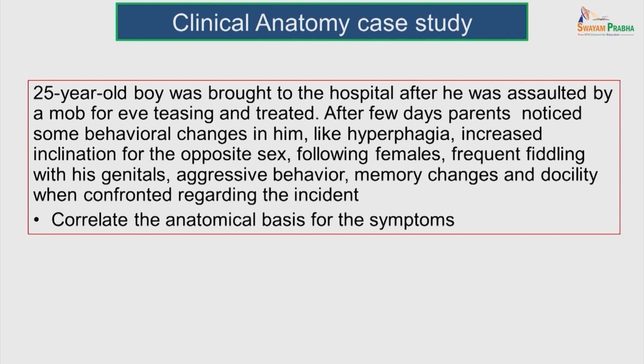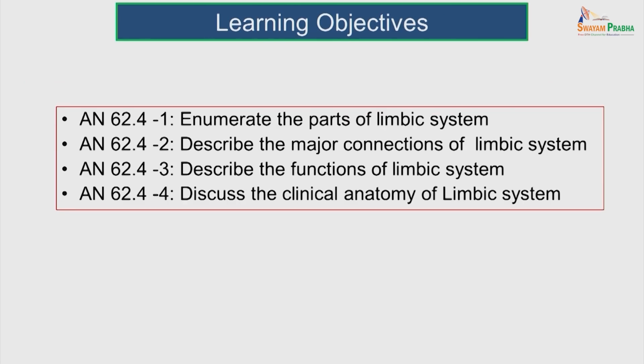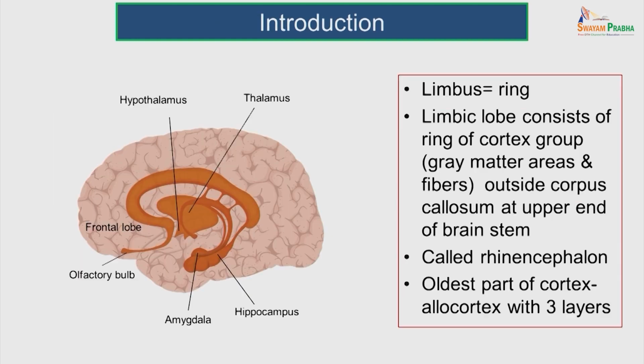So, after the end of this session, let us discuss what is the anatomical basis for these signs and symptoms. The learning objectives for the limbic system are to enumerate the parts of the limbic system, describe the major connections of the limbic system, describe the functions of the limbic system, and discuss the clinical anatomy of the limbic system.